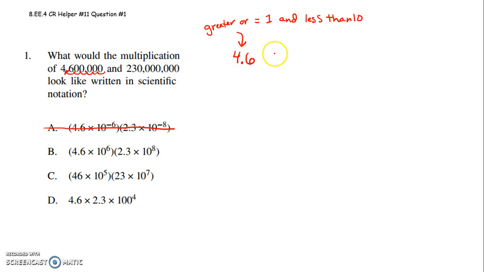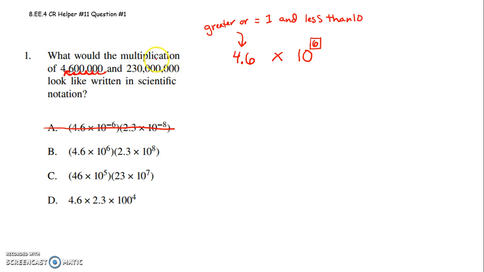In scientific notation, we then always have a multiplication sign. Then we have some sort of a power on 10. How do we determine that power on 10? Well, if we move that decimal 1, 2, 3, 4, 5, 6 places, and it's a really big number, then it will be a positive 6 power on 10.